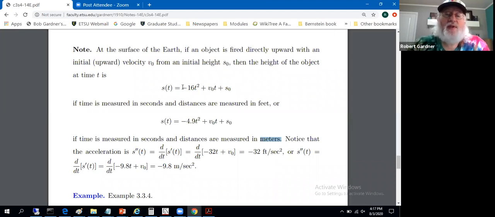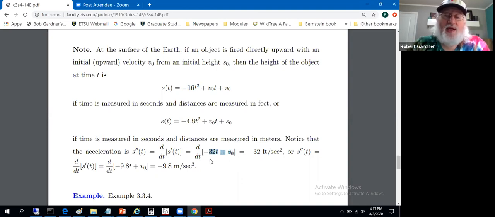The derivative of this position would be negative 32t plus v sub 0. You lose the constant over here. You lose the t on differentiation, gives a 1. You get negative 32t plus v sub 0. That would be the velocity as a function of time.